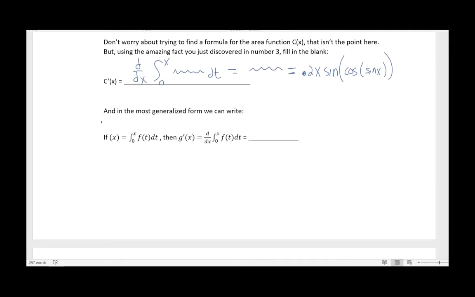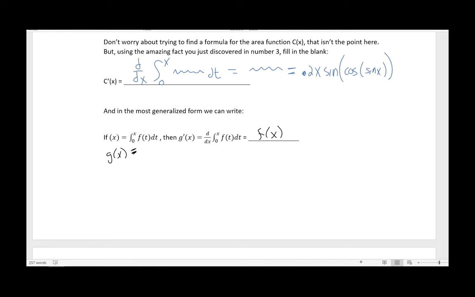So here's the most general way we can write what we just observed. This is supposed to say g of x, right? Sometimes Microsoft Word does this weird stuff for me. So g of x equals that integral. And then what's the derivative of that integral? So the derivative of that integral, these cancel out, and I'm going to get just f of x. I'm going to get the integrand of the integral as a function of x.